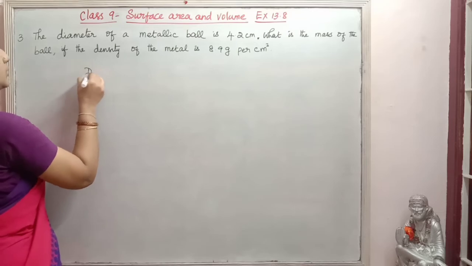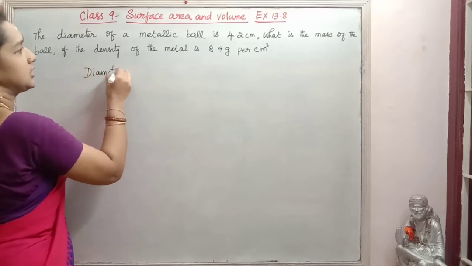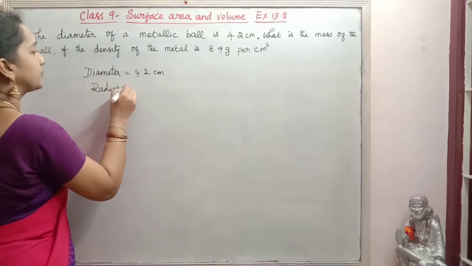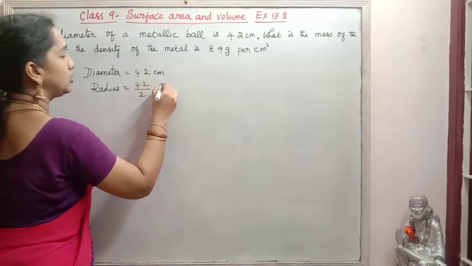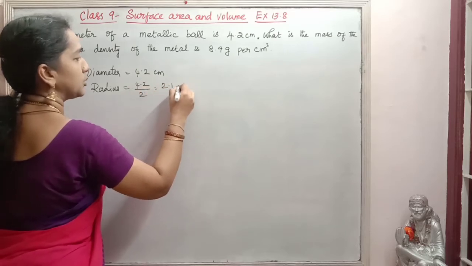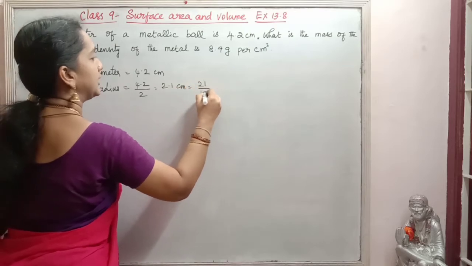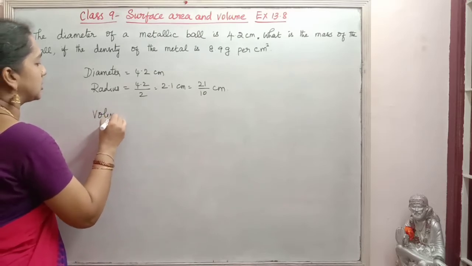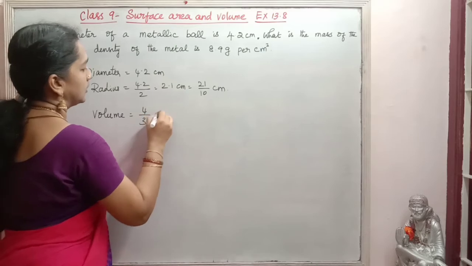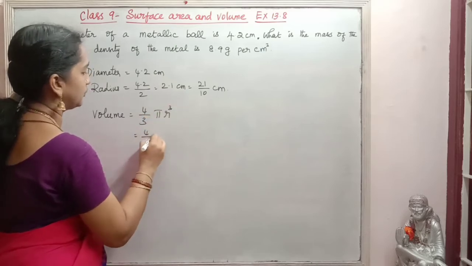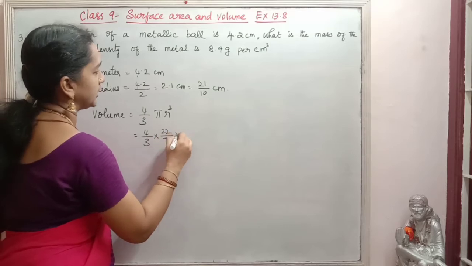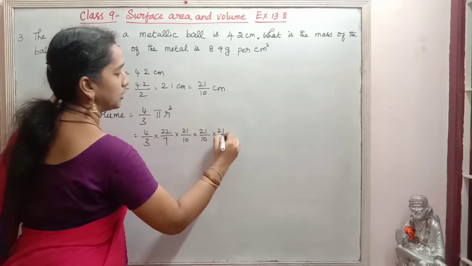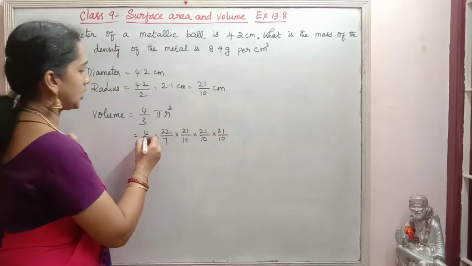Okay, so diameter of the ball is equal to 4.2 centimeter. So radius is equal to 4.2 by 2, that is equal to 2.1 centimeter. That we can write as 21 by 10 centimeter for our convenience, for calculation. Okay, so volume is equal to 4 by 3 pi r cube. So that is equal to 4 by 3 into 22 by 7 into radius 21 by 10 three times, into 21 by 10.